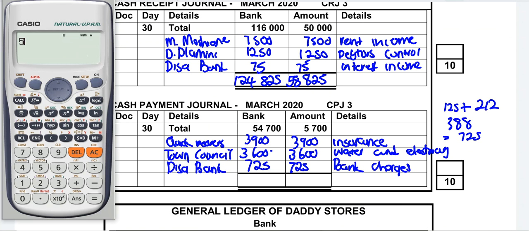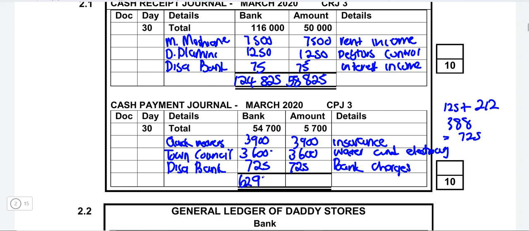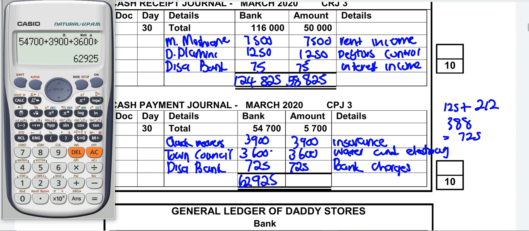So if you say 54,700, you say plus 3.9, you also say plus 3.6, and then plus 725. It is giving you 62,925. So we'd have that 62,925 here. I'm going to confirm again. If you say 54,700, you say plus 3.9, you say plus 3.6, and then you say plus 725.